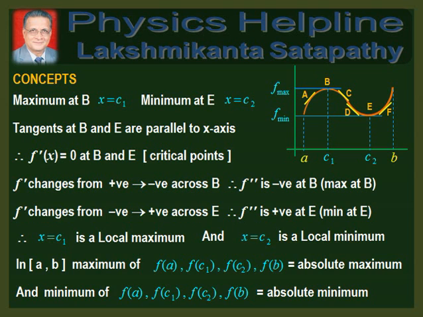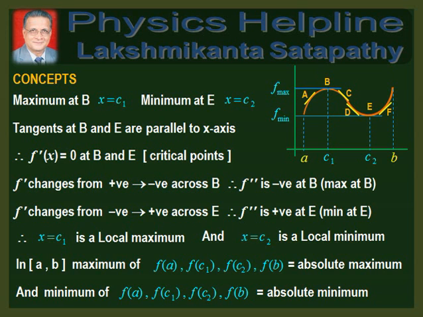Therefore, change in the value of f dash x is positive, which implies that d by dx of f dash x is positive or f double dash x is positive at x is equal to c2. Hence, we conclude that we get a minimum at x is equal to c2 if f dash c2 is equal to 0 and f double dash c2 is greater than 0.